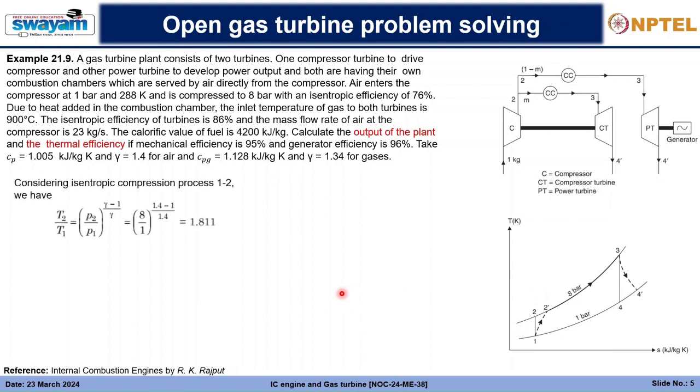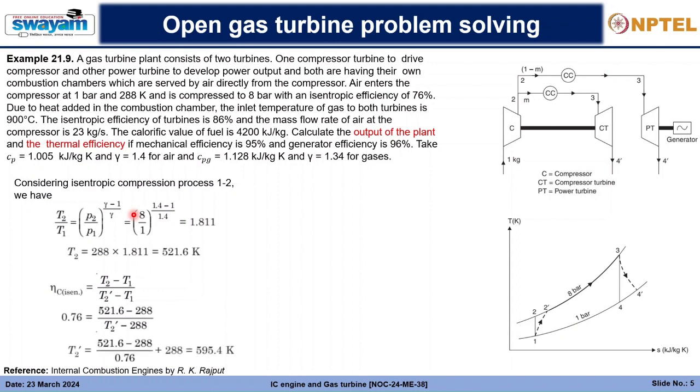And first, we will have to consider the compression process, and we will solve to get T2 dash. So T2 by T1 equals to P2 by P1 to the power gamma minus 1 by gamma. And accordingly, we'll find the value of T2. But T2 is not the actual temperature, rather we'll have an elevated temperature T2 dash. And to find that, we have to use the isentropic efficiency of the compressor. So that amounts to T2 dash equal to 595.4 Kelvin.